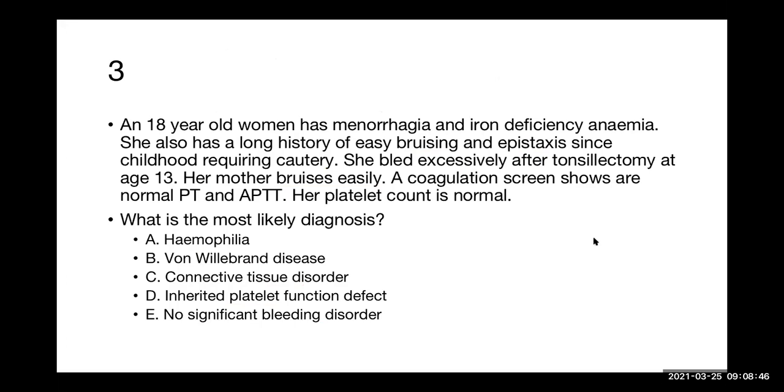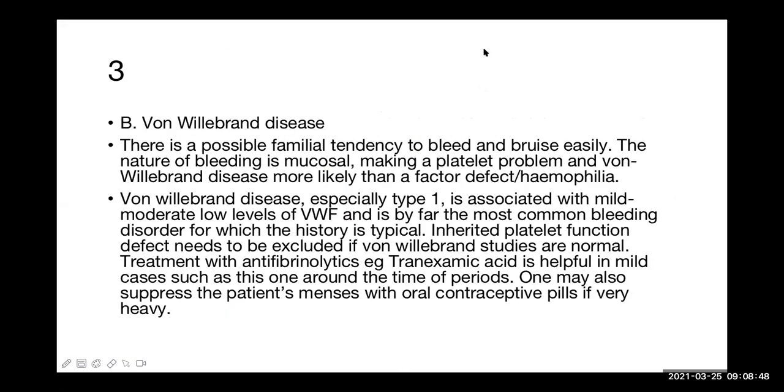Let's see what the answer is here. Okay, and they have explained here also. So this is an interesting case. Let me go through it. Von Willebrand disease is the option. There is a possible familial tendency to bleed and bruise easily. The nature of bleeding is mucosal, making a platelet problem and von Willebrand disease more likely than a factor defect like hemophilia. Absolutely.